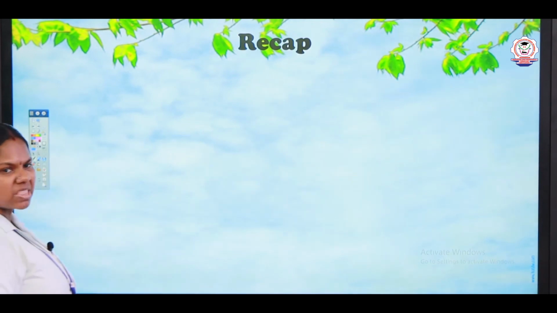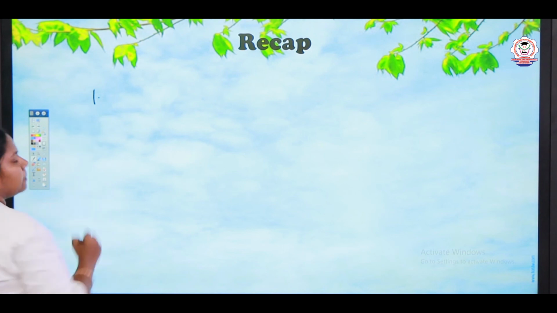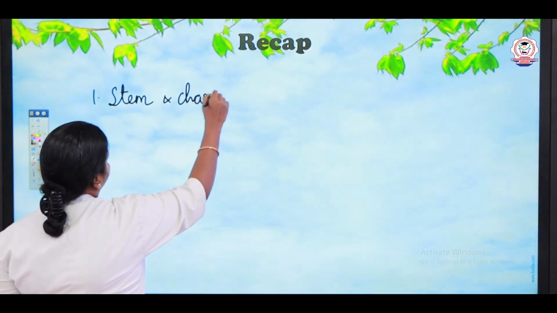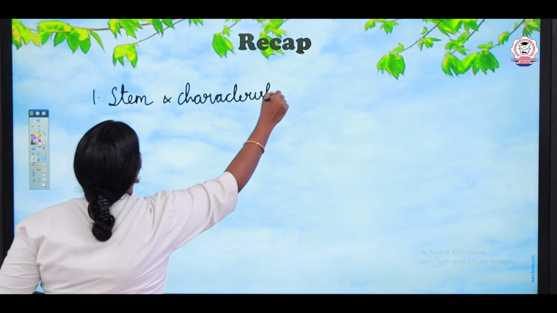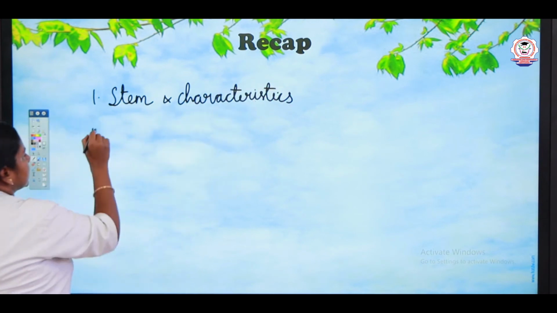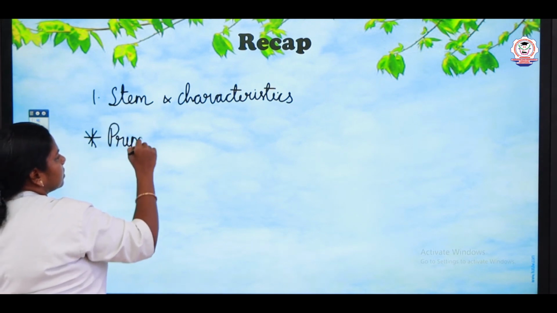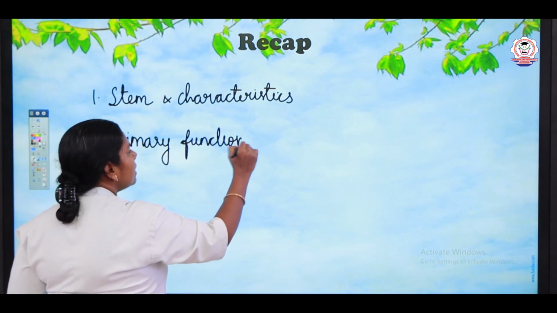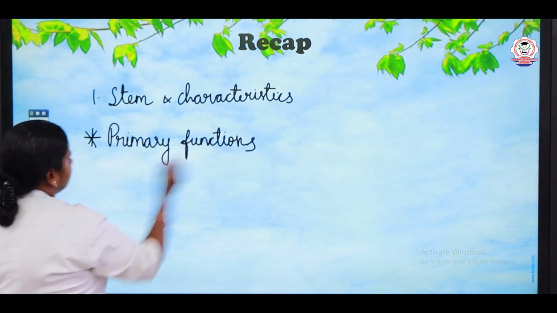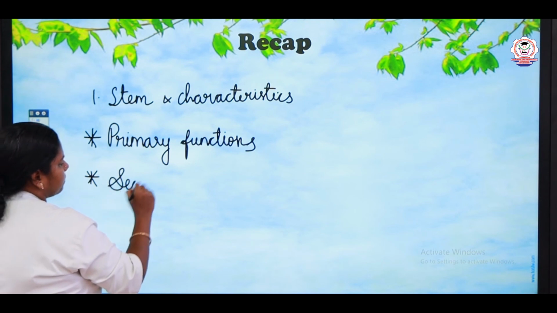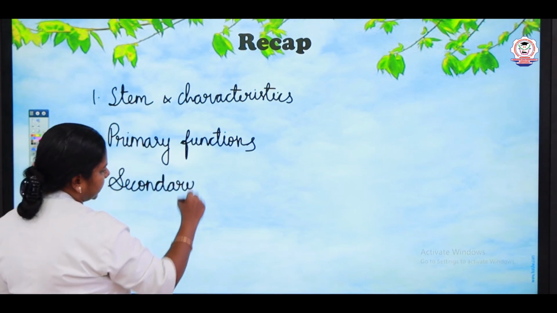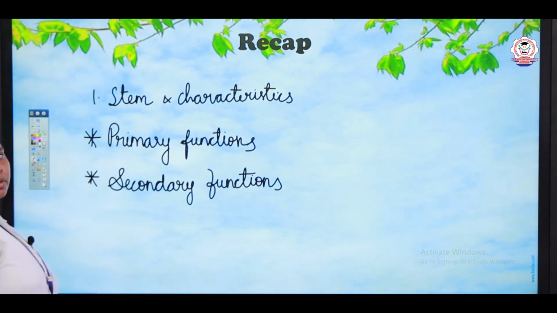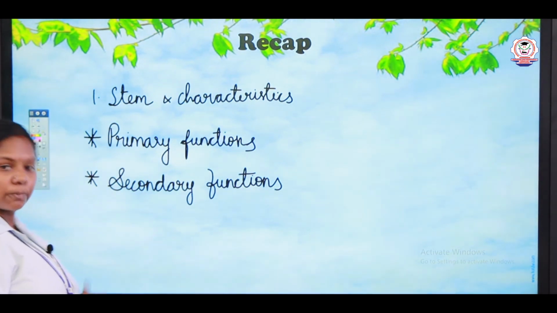So, let us recap. We have discussed about the stem and its characteristics. That is a characteristic feature of the shoot system. And then we have discussed the primary functions. What are the primary functions? Support, transport of food and water, right? Primary functions. And later on we discussed secondary functions. In the secondary functions, we have discussed many examples, that is for support, photosynthesis, water storage, protection, right?